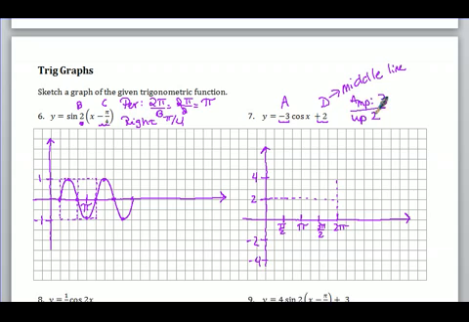Now I do have an amplitude change of 3. So from the middle line, I'm going to count up 1, 2, 3. That is the top of my graph. I'm also going to count down 3, 1, 2, 3. And that should be the low point of my graph. Let's see, the middle is right here. So there's my framework.